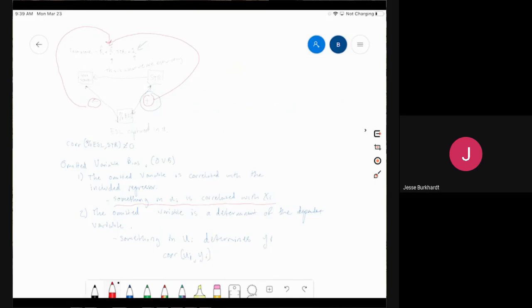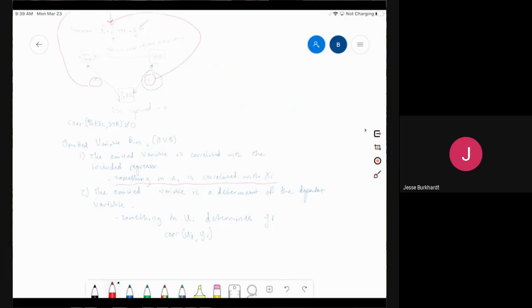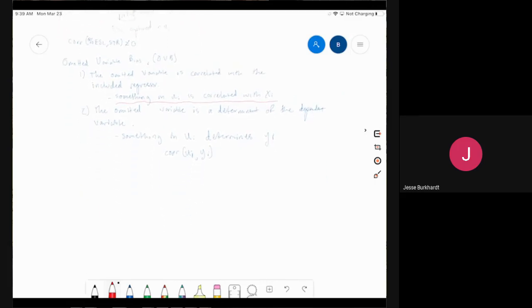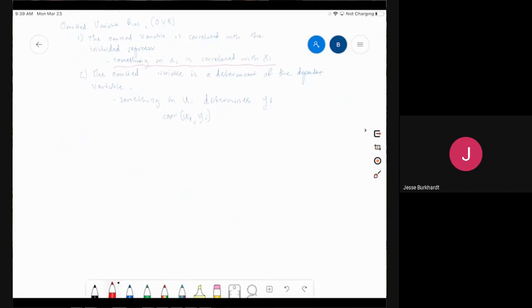We're making the case that higher percentages of ESL students are positively correlated with class sizes. So class sizes are larger when they have higher percentages of ESL students. Okay, so this is a key concept, omitted variable bias.